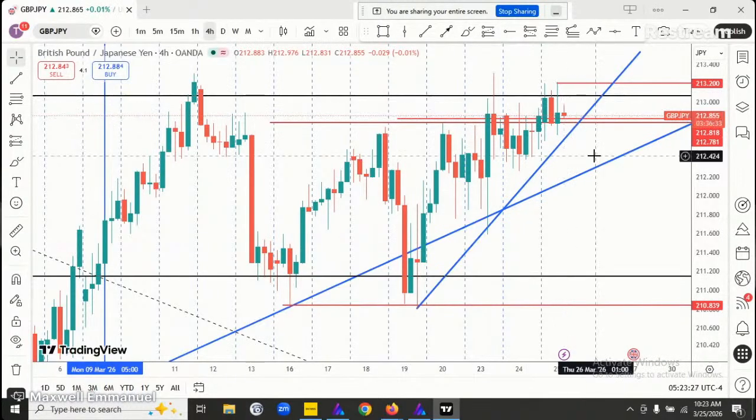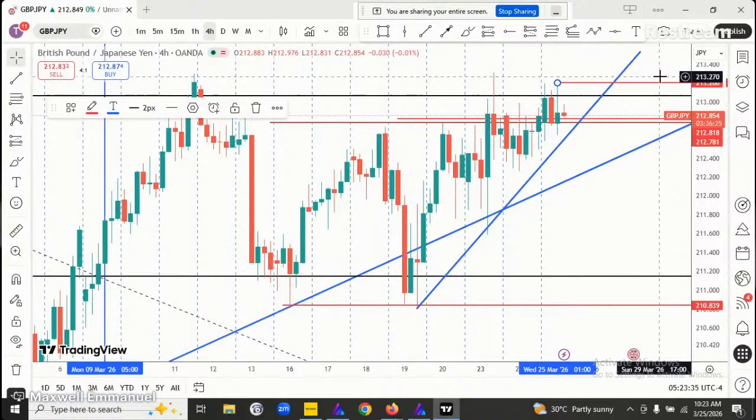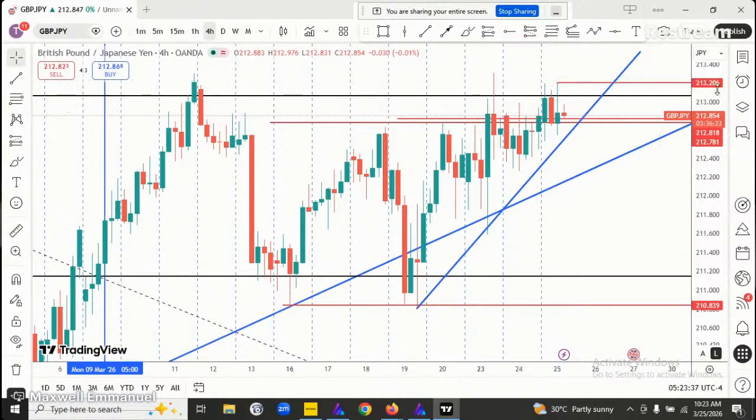If you are selling GJ, this is 212.85. Set your stop loss 30 pips above the high of this candle. I believe this will be a good trade.